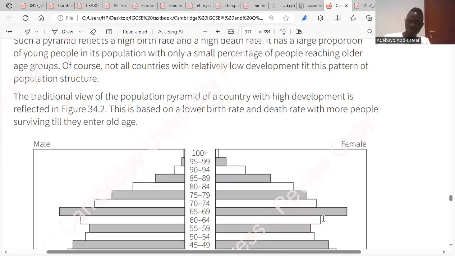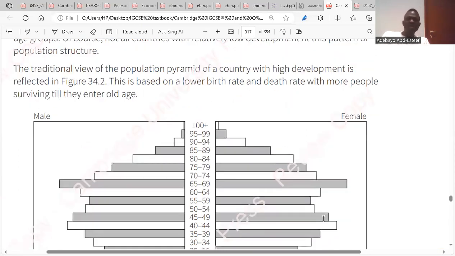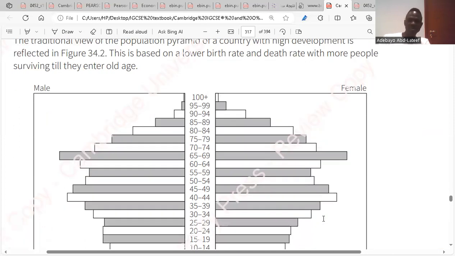The traditional view of the population pyramid of a country with high development is reflected below. This is based on lower birth rate and death rate, with more people surviving until they enter old age. So traditionally, in the old era, people lived longer because there was no pollution like we have now. People were not exposed to things that deteriorate health. They fed on natural things, unlike now. So that's what they are trying to say there.